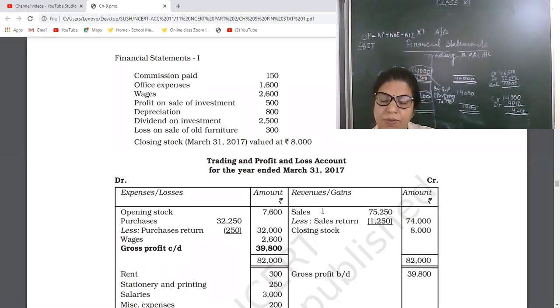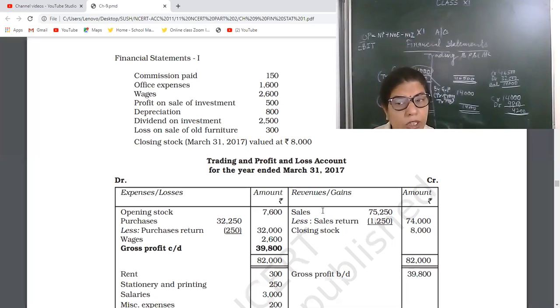Wages is to be shown on the debit side of trading account because wages is related with the factory, manufacturing, and wages is a direct expense. Very good. Now profit on sale of investment. Please tell me. Profit on sale of investment is non-operating income because this is not related with the business. He is earning the profit by selling any asset.